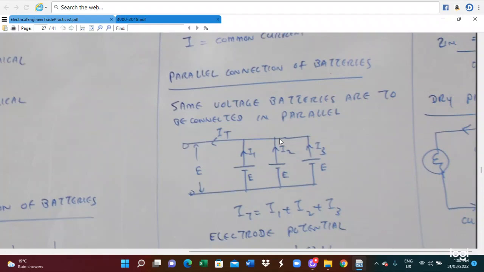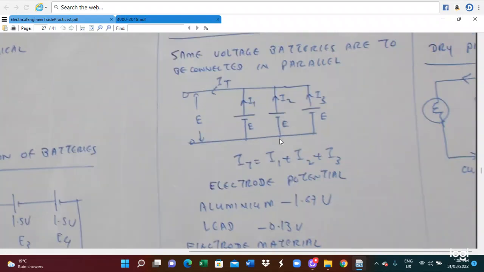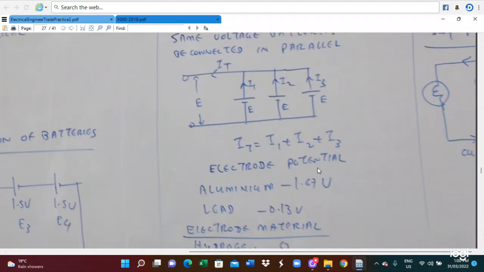This is the parallel connection of the battery. Batteries of the same voltage are to be connected in parallel. So in this case, E1, E2, E3 are producing the I1, I2, I3 currents, and the combination of all currents is I. So I is the combination of the currents.